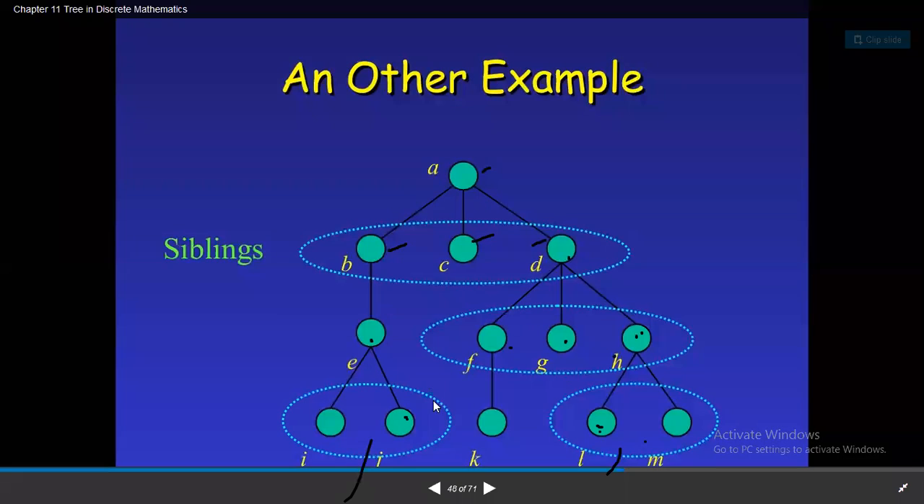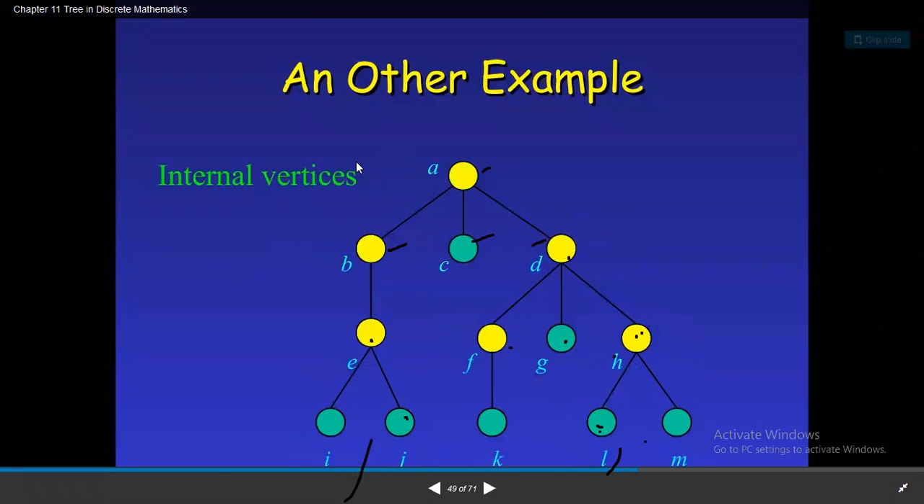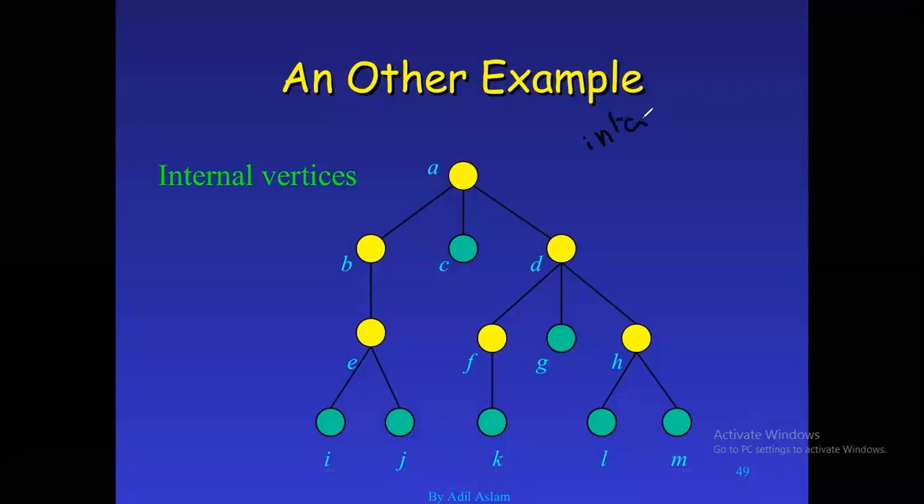Next, what are the internal nodes we learned? Internal nodes, what we learned as internal vertices, are also called internal nodes. They have at least one child. I'm recalling: internal vertices or internal nodes have at least one child.